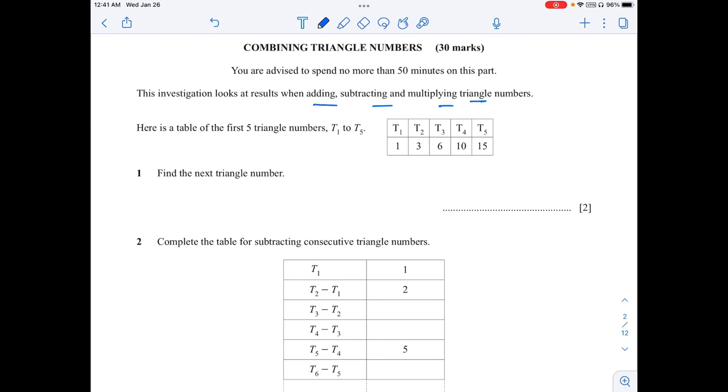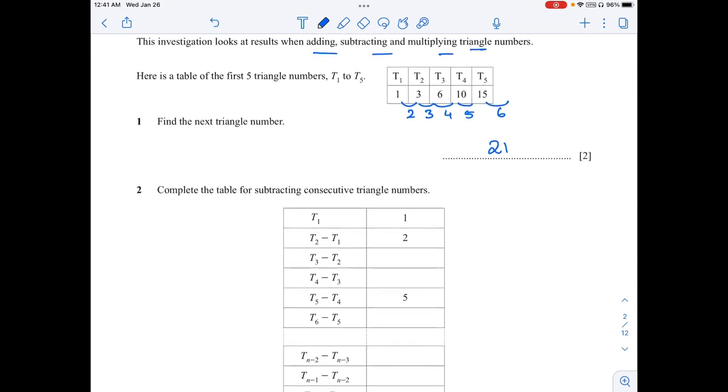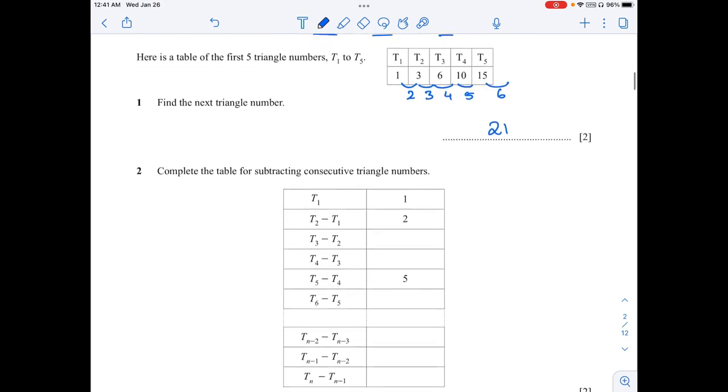Here is a table of the first triangle numbers. 1, you add 2, you get 3, you add 3, you get 6, you add 4, see the pattern, you add 5. Find the next number: you have to add 6, so it's going to be 21. See the pattern in those numbers.